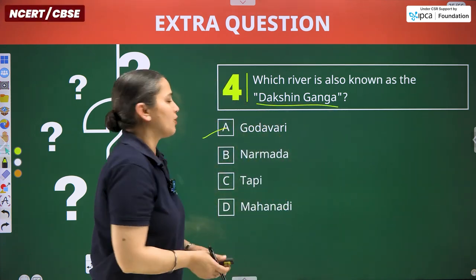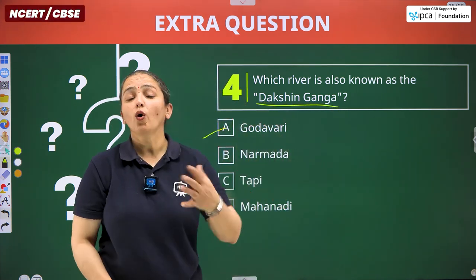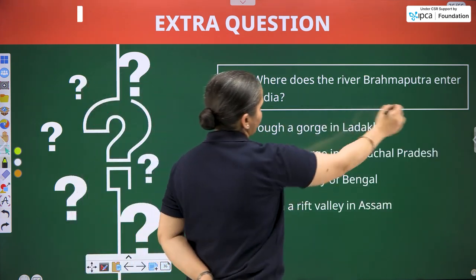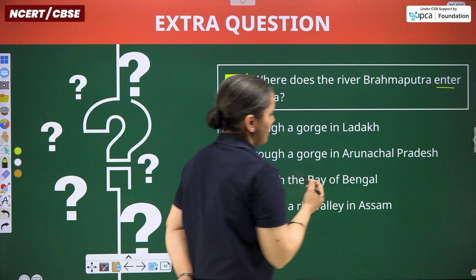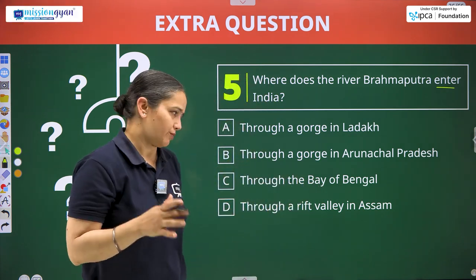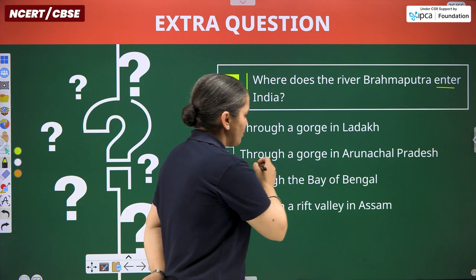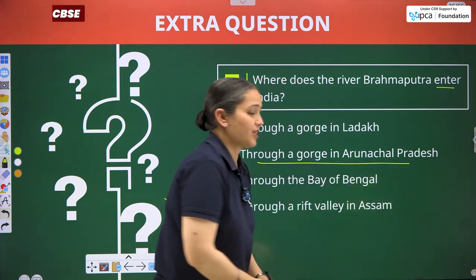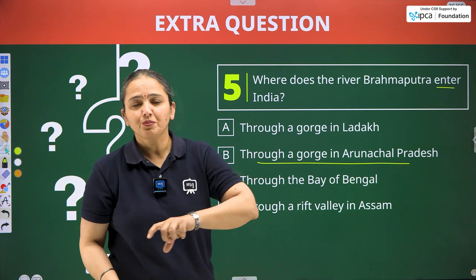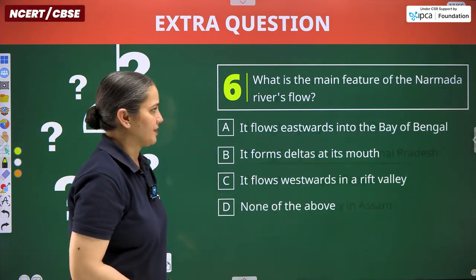Next question, which river is also known as or by the name of Dakshin Ganga? That is Godavari, because this is the longest river among all the peninsular rivers. Next is, where does the river Brahmaputra enter India? So it enters through a gorge by the Namcha Barwa mountain. So through a gorge in Arunachal Pradesh. That Namcha Barwa is situated on the boundaries of Arunachal Pradesh and the China part itself.